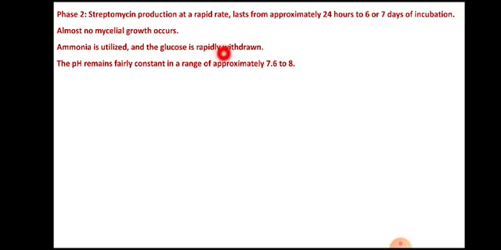Glucose is rapidly utilized. So rapid utilization of glucose and rapid synthesis of streptomycin are the characteristics of this second phase. The pH remains approximately between 7.5 to 8.